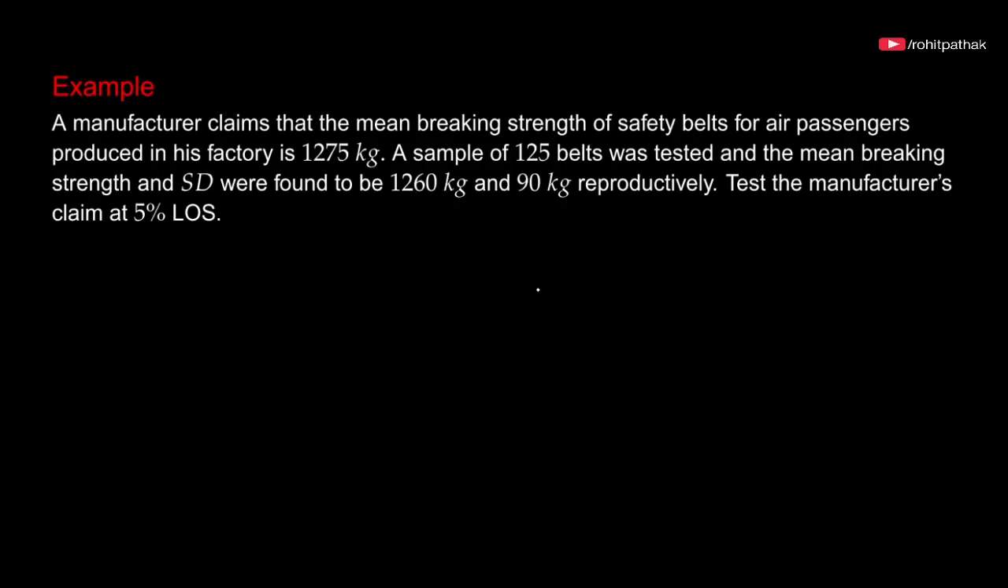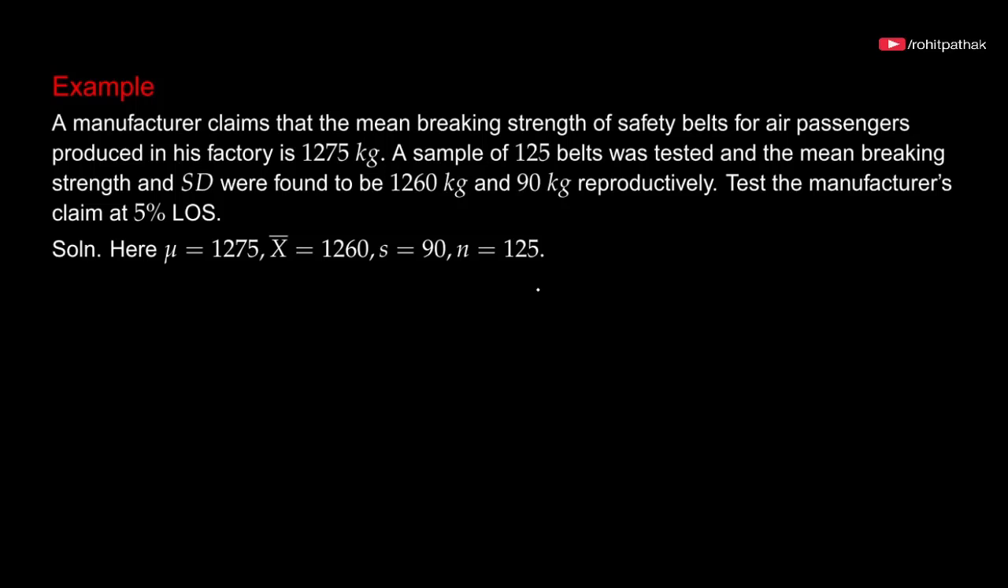So let's take an example. A manufacturer claims that the mean braking strength of safety belts for air passengers produced in his factory is 1275 kg. A sample of 125 belts was tested and the mean braking strength and standard deviation were found to be 1260 kg and 90 kg respectively. Test the manufacturer's claim at 5% level of significance.